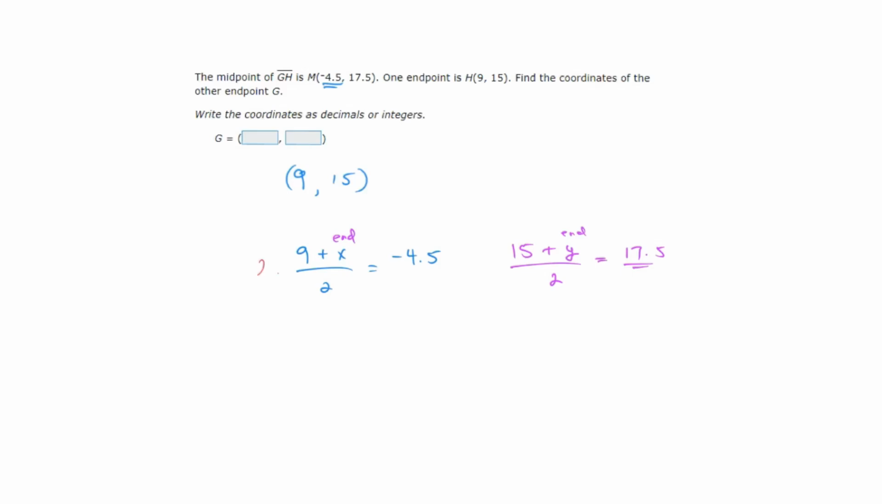So here we just multiply both sides by 2. 9 plus x is equal to, what is this, negative 9. Subtract 9, x equal to negative 18. Hope my math was right on that one. Moving quick here, times 2, times 2. 17 times 2 is 34. Half times 2 is 1, so we should have 15 plus y is equal to 35. Subtract 15 from both sides. y is equal to 20.